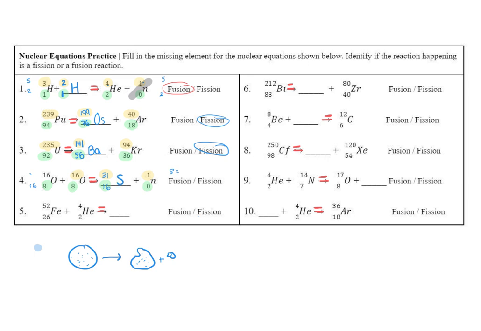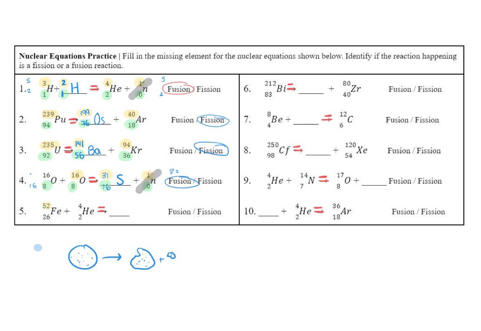Okay, remember, when we decide if it's nuclear fusion or fission, we're going to ignore the neutrons, which are always the little n with the 0 and the 1. I see that we have two nuclei, the two oxygens, making one sulfur, and so that is called fusion. Okay? All right, let's do this last one together, and then I'll have you try 6 through 10.